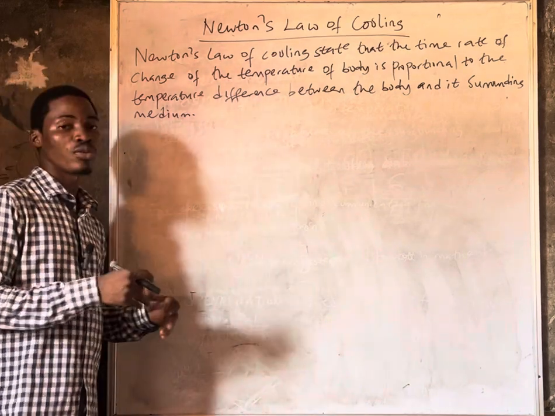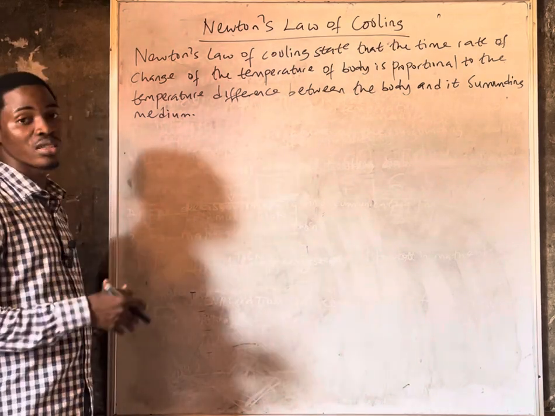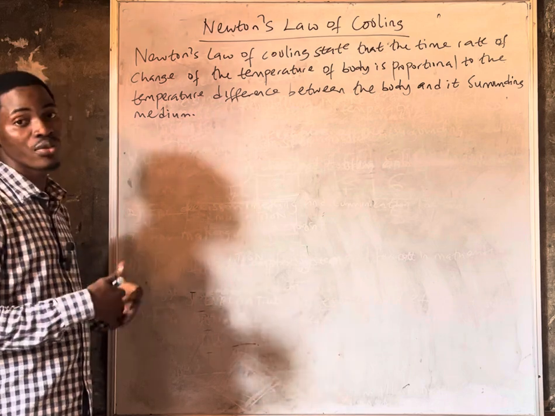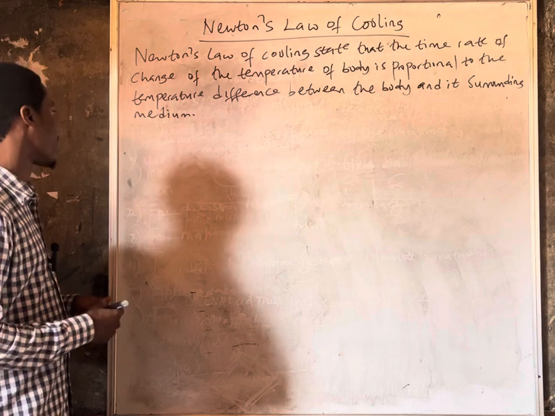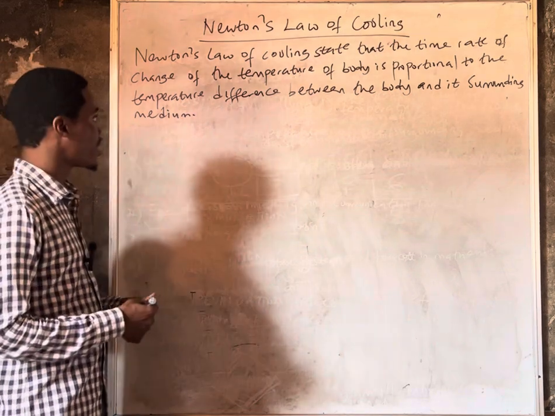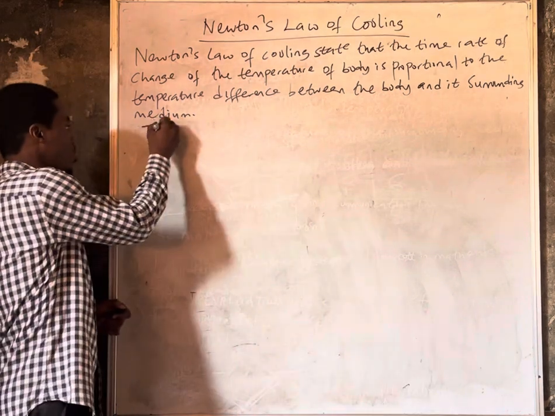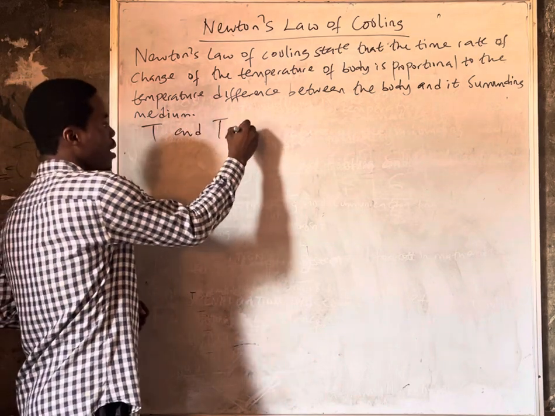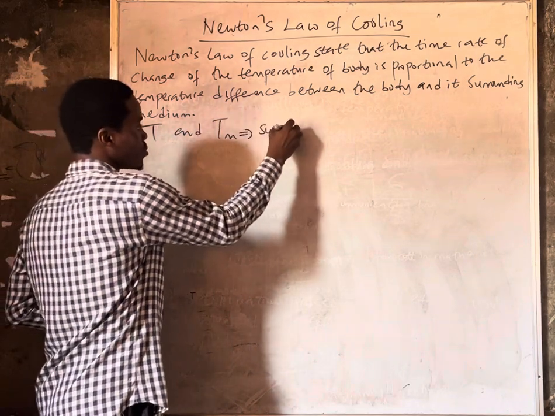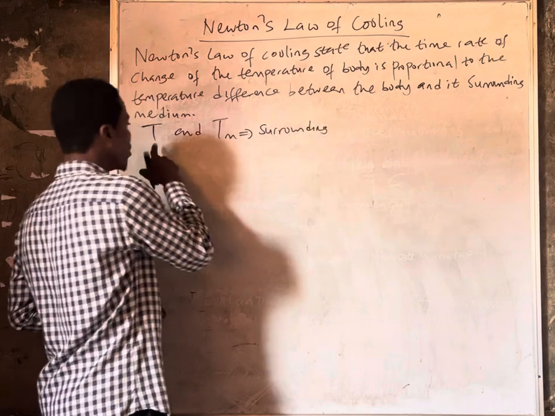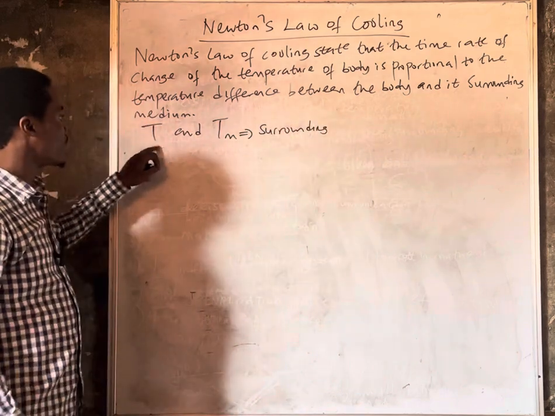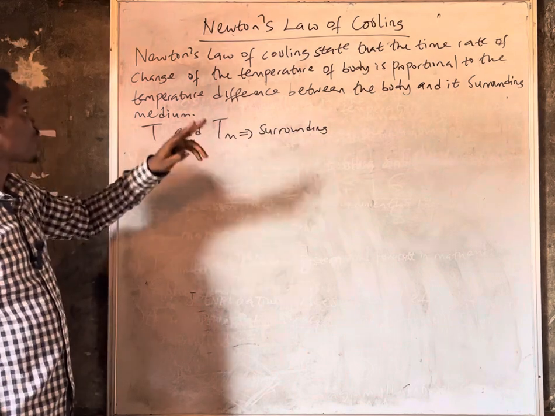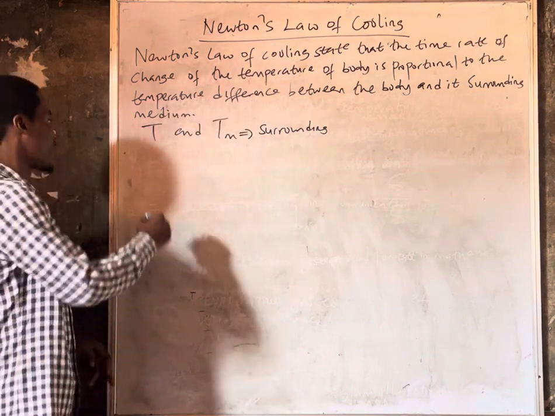The time rate of change of the temperature of a body is proportional to the temperature difference between the body and the surrounding medium. Let's denote T as the temperature of the body and Tm as the temperature of the surrounding. So the time rate of change of the temperature of the body is what?